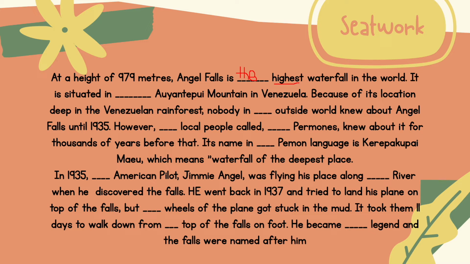Based on each of these blanks, we have 12 blanks. You're just going to put either a, an, the, or if none of the answers suit, you can put nothing or put a dash in the answers. We're going to complete it, then we are going to discuss the answers in the next slide.